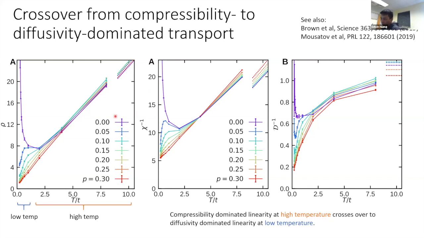Now, if we look at the doping dependence here, you can see that at first glance, there's a lot of similar behavior in the resistivity and in the compressibility. When you divide out those two to get the diffusivity, some of that cancels out. So it seems that a lot of the doping dependence of the resistivity derives from the compressibility, even at low temperatures.